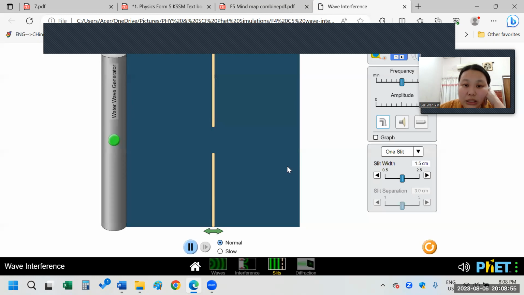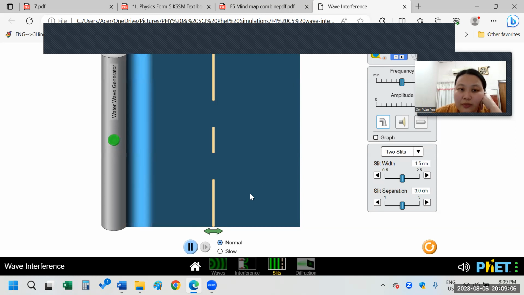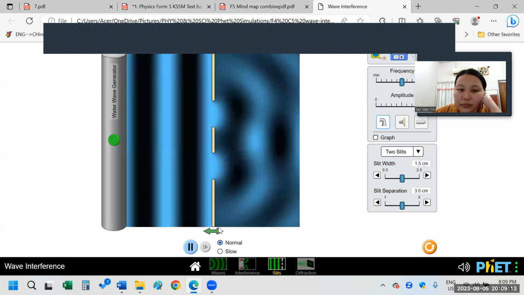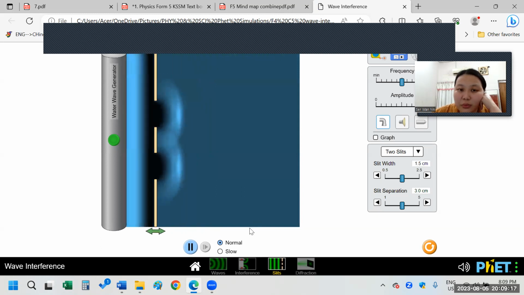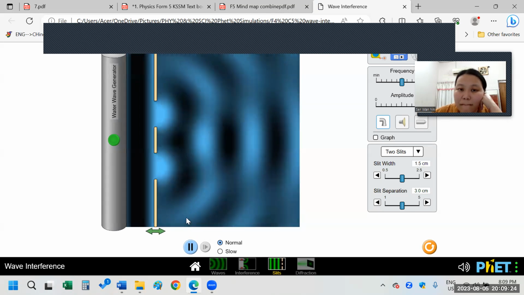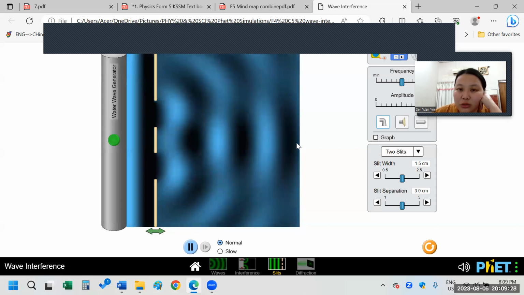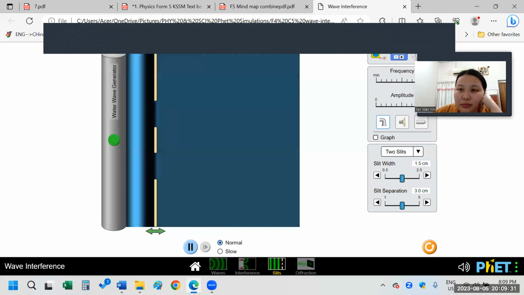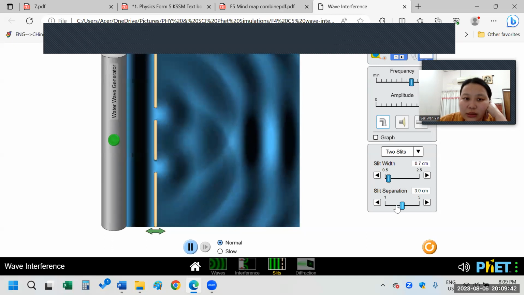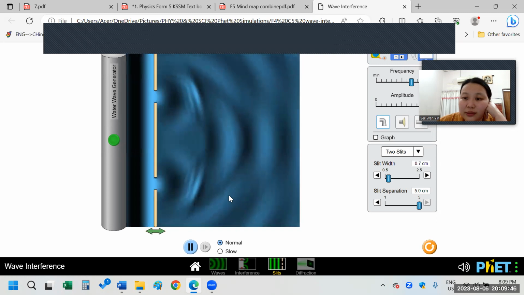Okay, double slit and one slit, two slit, and this is the wave. Ta-da! Double slit. See what happens if I move closer, the D closer. Sorry, D is from here to the screen. Okay, then let's say like this. Split width, make it smaller. Slit separation wide.